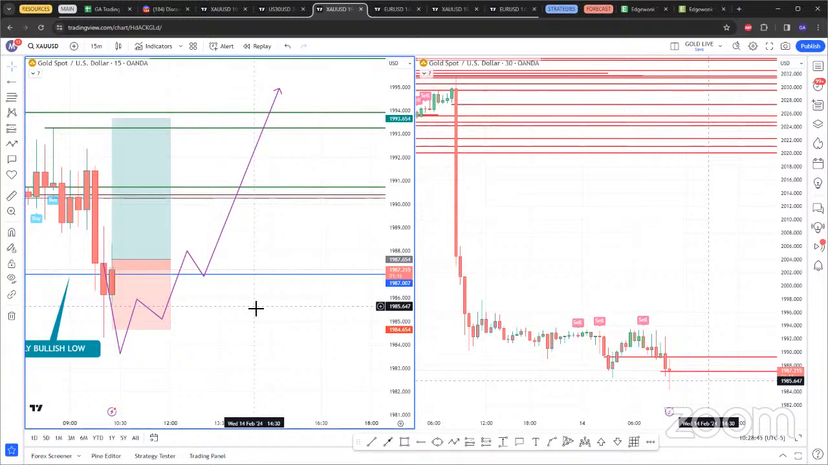All he's saying is if it breaks one of those, very likely there will be a liquidity sweep. He says it will come back and retest that. That's all he does. It's very simple, because if you think about it, it's gone to 1984.